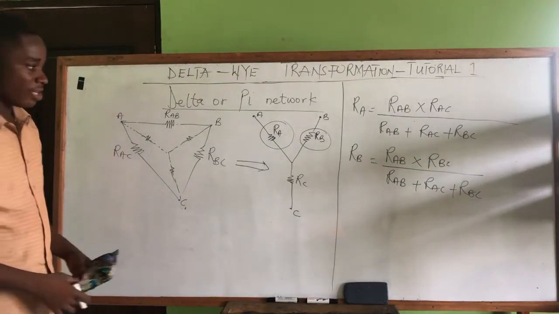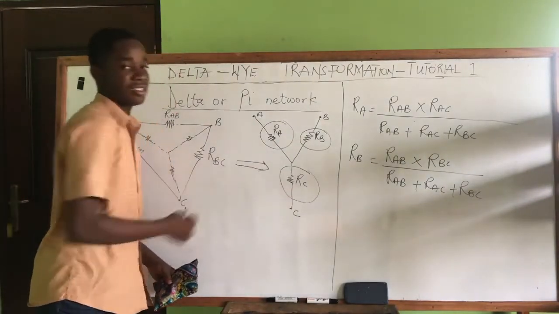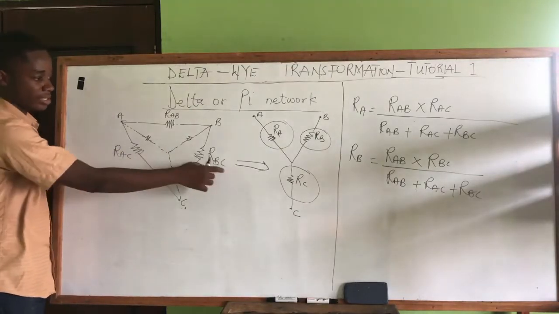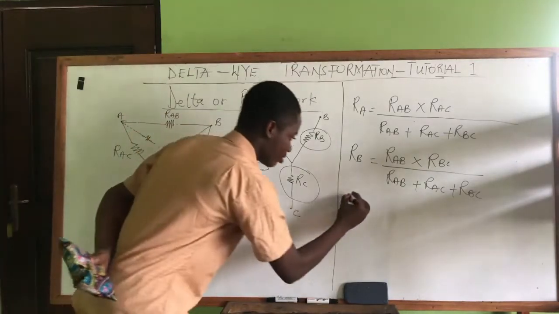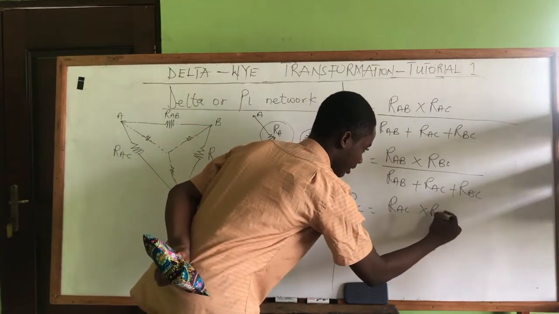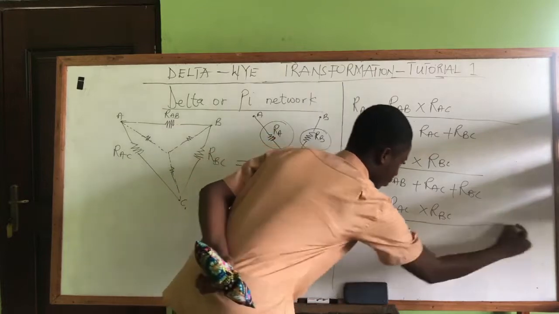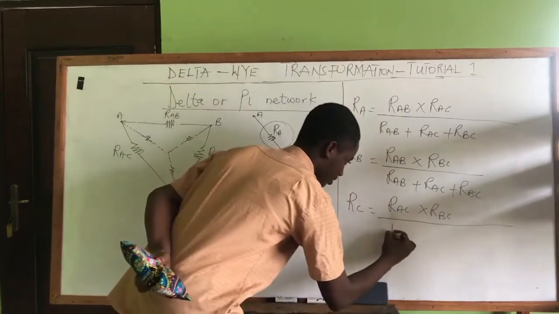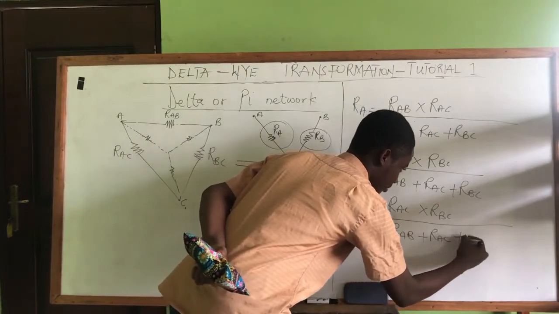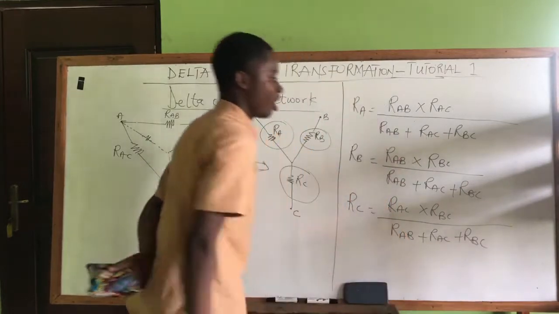So the last value left is RC. And to get RC, this is our RC, and it is between RAC and RBC. So our RC is RAC multiplying RBC over the summation of the delta values, RAB plus RAC plus RBC.